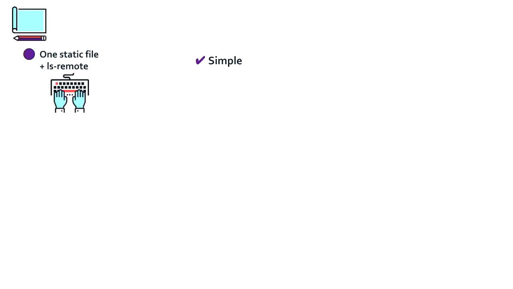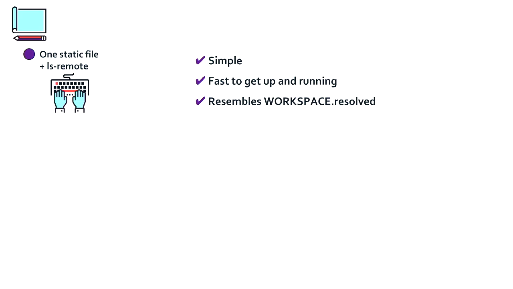What are the pros? So first, it's simple, right? It's pretty simple. It was fast to get up and running. And it very much resembled workspace.resolved, which I think is now obsolete, right? I think it was changed dramatically. But back in the day, it was the thing to be. Workspace.resolved was very, very similar. We talked with Dimitri and said, you know what, this sounds like a good direction.